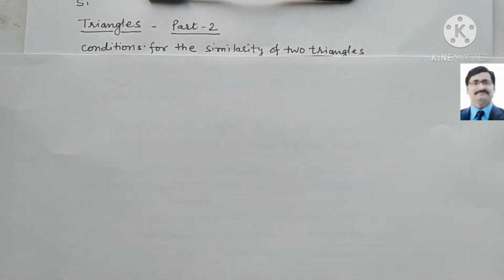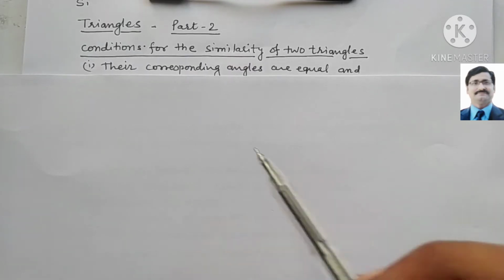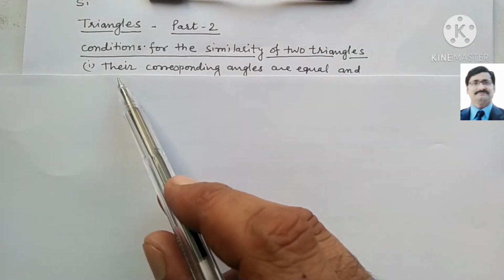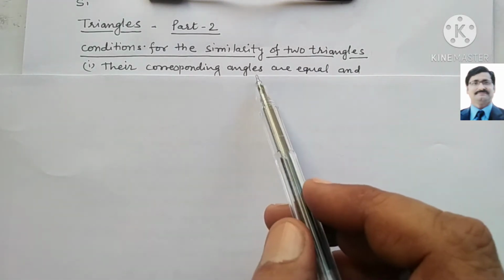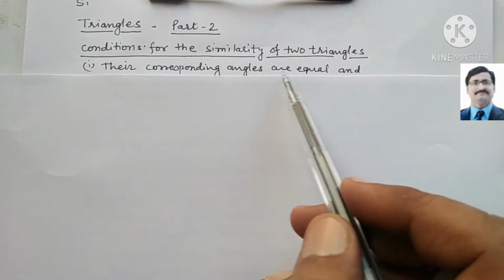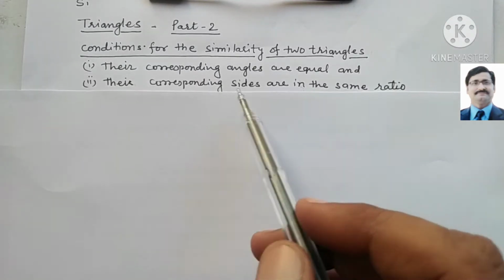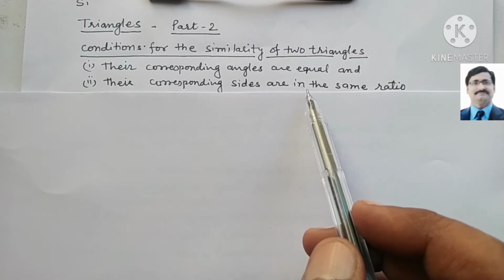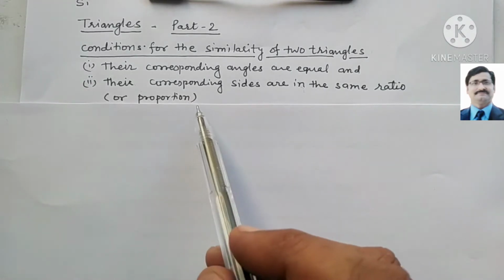What are the conditions for the similarity of two triangles? Look here, triangles are also polygons, so the same rules apply to triangles as to polygons. What is the condition for the similarity of two triangles? The first case is that their corresponding angles are equal, and the second condition is that their corresponding sides are in the same ratio or proportion.